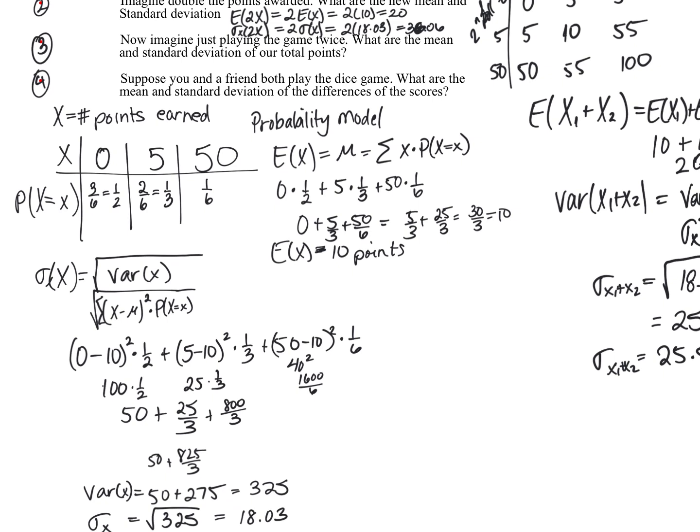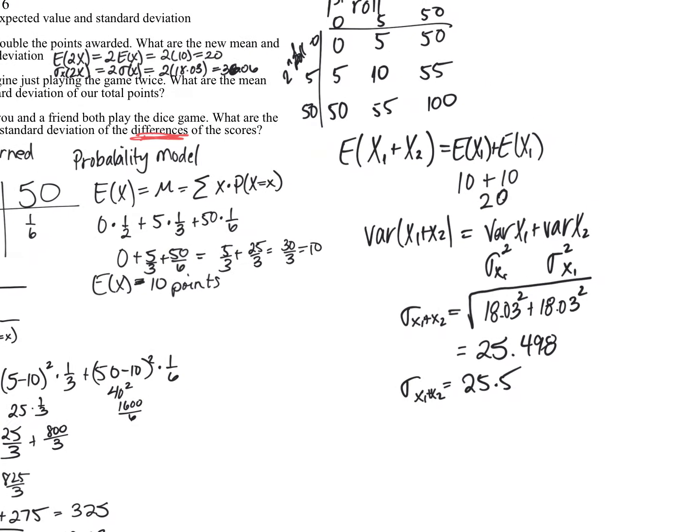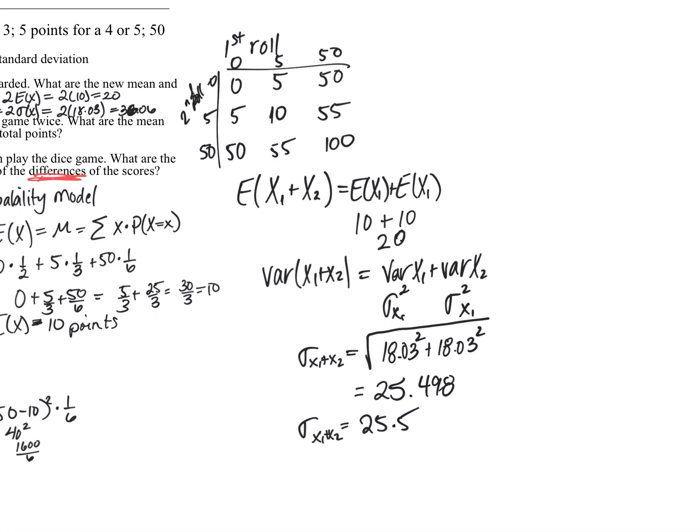The next one says, suppose you and a friend both play the dice game. What are the mean and standard deviation of the differences in your score? So now we're talking about how is it going to be different when I take your score minus your friend's roll. So here's you and your friend. Okay, and then we're going to subtract the numbers. So you still have a possibility of getting 0, 5, or 50 points, and your friend has a possibility of getting 0, 5, or 50 points. But now, instead of adding those points together, we're going to subtract them.